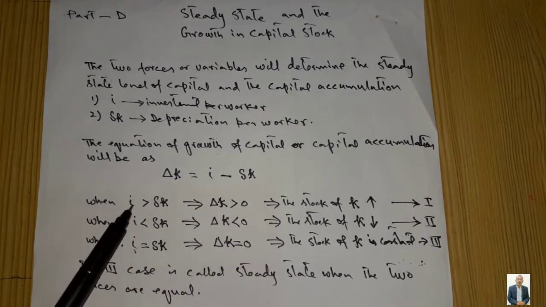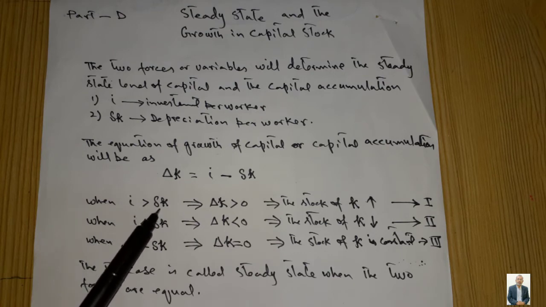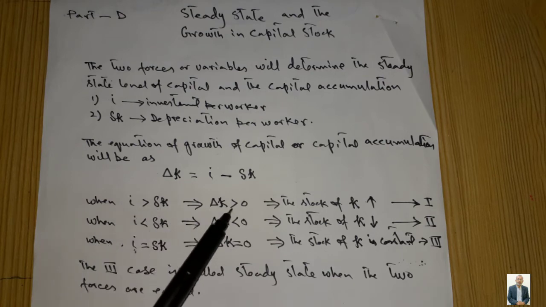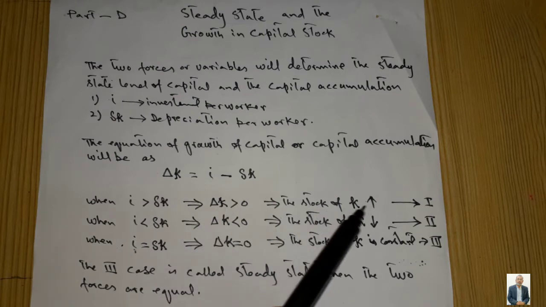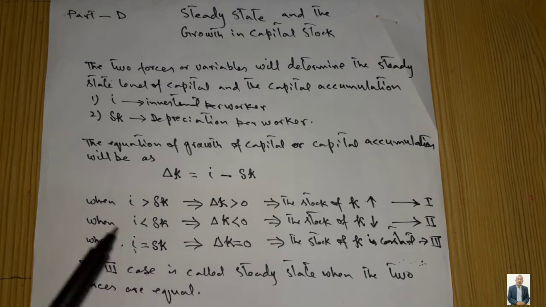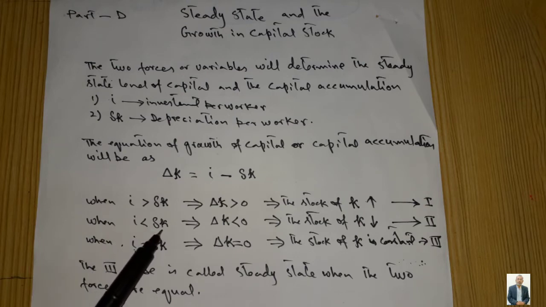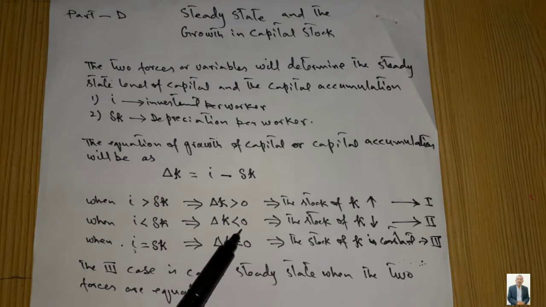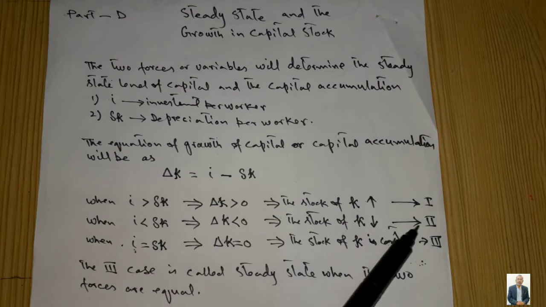When investment per worker is greater than depreciation per worker, definitely the change in capital will be positive. So there will be an increase in our capital stock. This is the first scenario, when investment is greater than delta K. Another scenario is if i is less than delta K, I mean new investment is less than depreciation, then the change in capital is less than 0. So our stock of capital will go down. This is our second scenario.